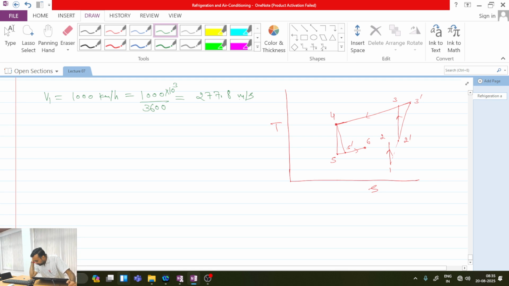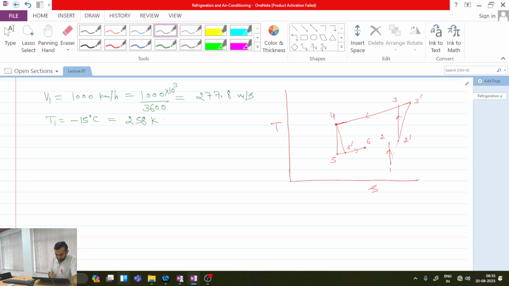Then the ambient temperature and pressure are given. So what is the ambient condition? T1. So T1 is how much? Minus 15 degrees Celsius. In Kelvin, if you calculate, it will be 273 minus 15. Why am I converting it into Kelvin? Because later on I have to apply the T2 by T1 relation in terms of gamma by gamma minus 1. So of course that has to be in Kelvin.